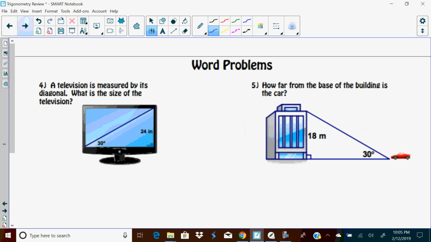So word problems. So problem 4 says a television is measured by the diagonal. So when you buy a 60-inch TV, that's really its diagonal. What is the size of this television? So it's a 30, 60, 90 right triangle. If this is 24, this side has to be 48. Just multiplied by 2. How far from the base of the building is the car? So here's the base of the building. Here's my car. So I know that if this is 18, this has to be 18 the square root of 3.